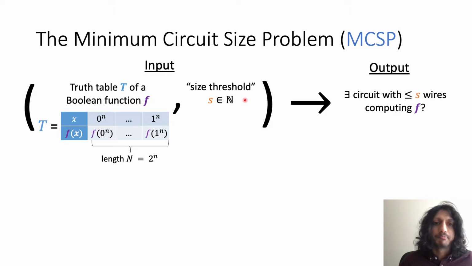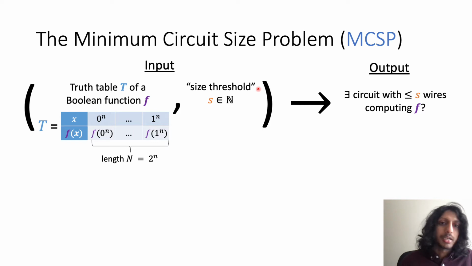And the output is going to be, does there exist a circuit with, say, at most s wires computing f? To be really precise here, I have to define precisely what this notion of circuit is, and let me come back to that in a little bit. But hopefully the definition is clear. You basically get to describe a function using its truth table, and then ask whether or not there is a circuit of size at most s that computes that function.